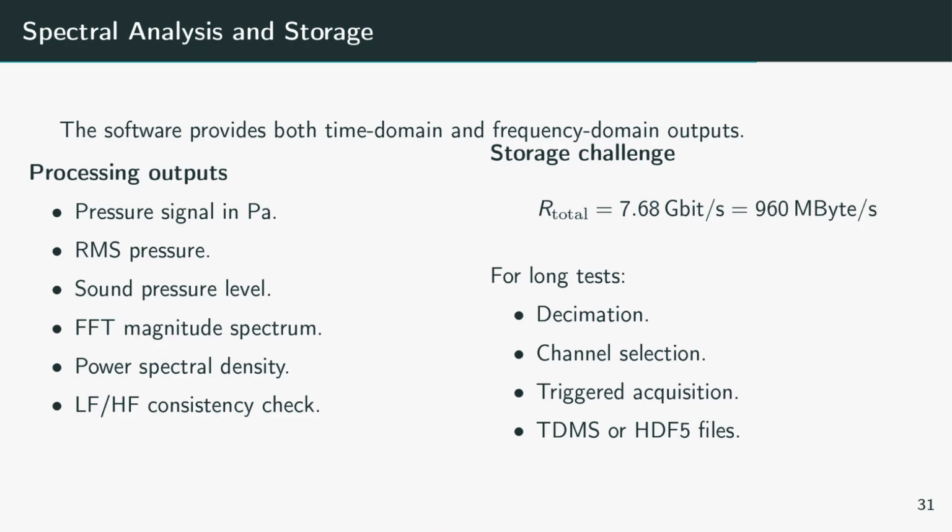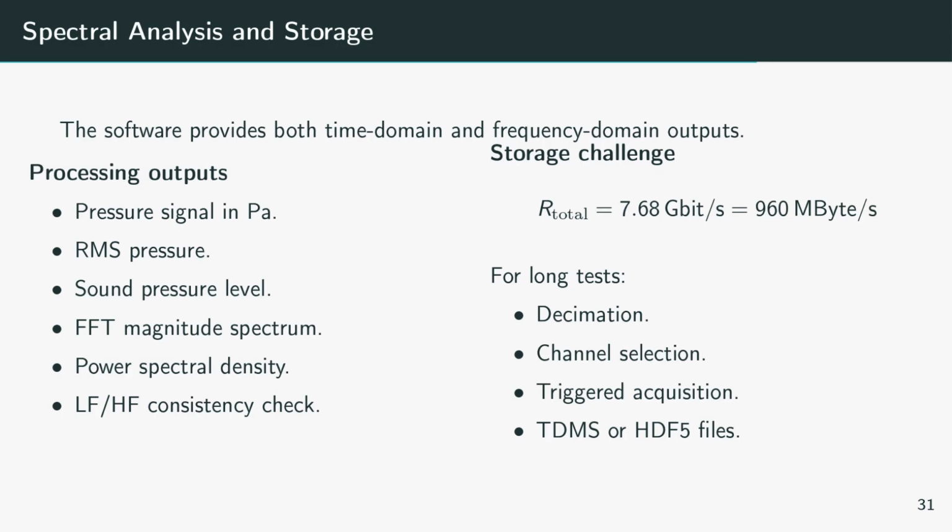The software provides both time domain and frequency domain outputs. In the time domain, we obtain the pressure signals in pascals, the RMS pressure, and the SPL for each channel. In the frequency domain, the software calculates the FFT magnitude spectrum and the power spectral density.